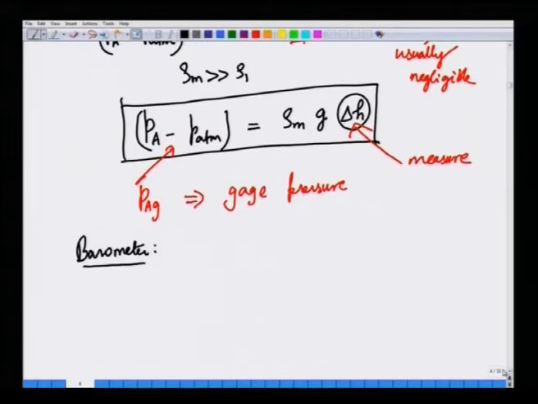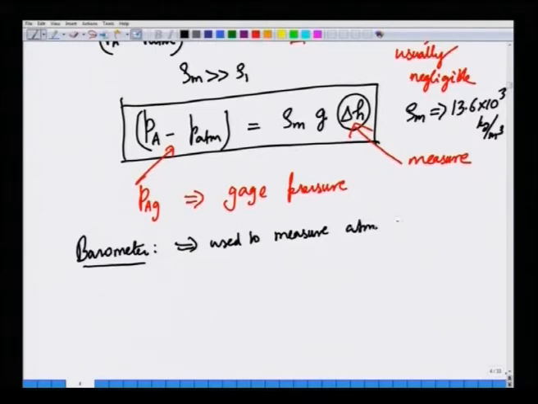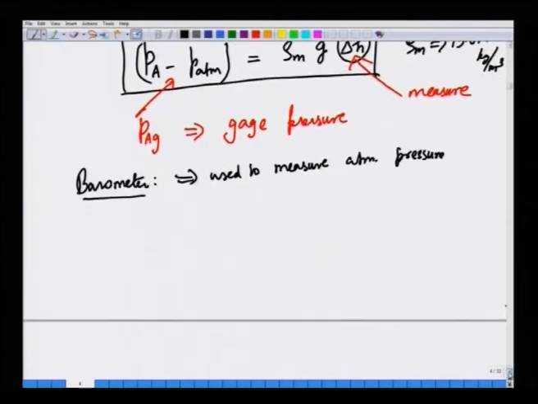Usually, the manometric liquid is mercury, rho m, which is typically 13.6 times 10 to the 3 kg per meter cube. It is a very large density liquid. Now, a barometer is used to measure atmospheric pressure. So, this is the device that is used to estimate the atmospheric pressure.